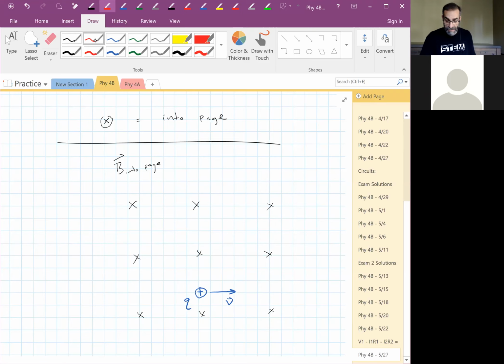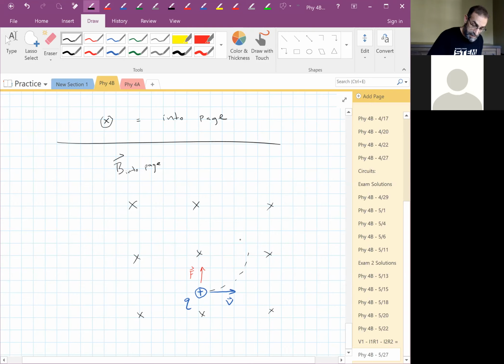Yeah, I try not to use up and down. I try to use toward the top of the page, toward the bottom of the page, into the page, and out of the page, because up and down can get a little confusing. Of course, I will slip up at some point and use up and down. So V cross B would be toward the top of the page. So it feels a force in that direction, which means it's going to start moving this way. And eventually, it's going to get to this point over here.